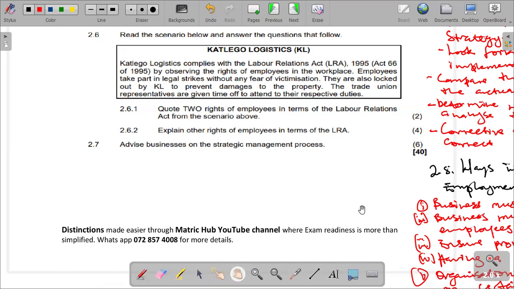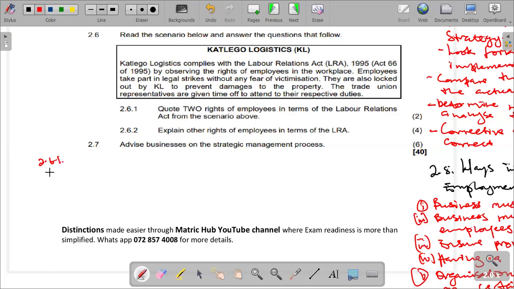So the question first says, "Rights of employees in terms of the Labor Relations Act from the scenario above." Question 2.6.1: the rights of employees. In the scenario, we are given that the employees take part in legal strikes without any fear of victimization. So that is a right of the employees.